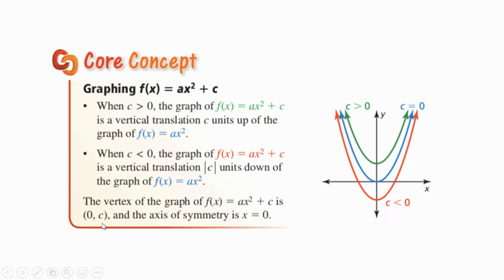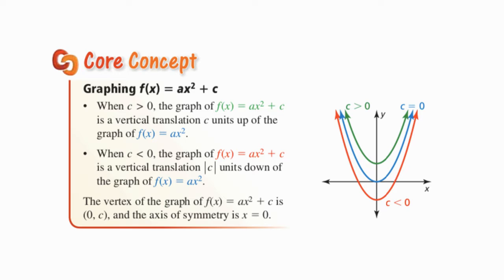Right. Also note that the vertex is going to be included here. So the points of the vertex are 0, c. And our axis of symmetry that we talked about in the prior lesson comes back, and it will always be x equals 0 today. The axis of symmetry does move once we start moving the vertex more than up and down. Once we move it left and right, there's different coordinates that occur for the vertex.